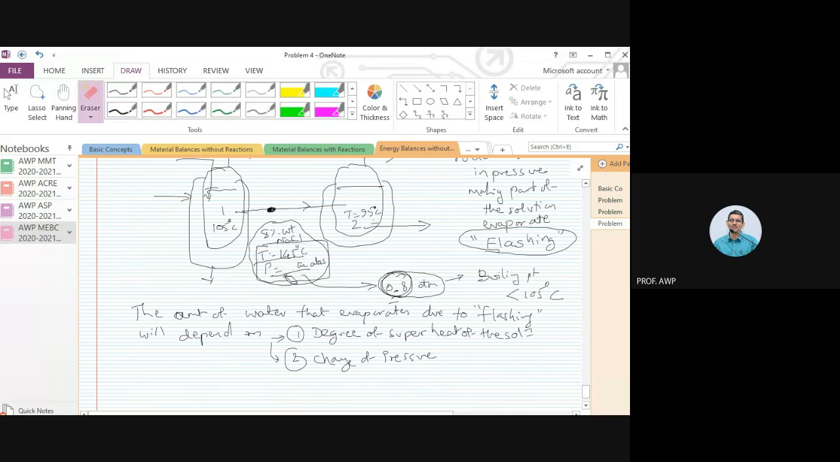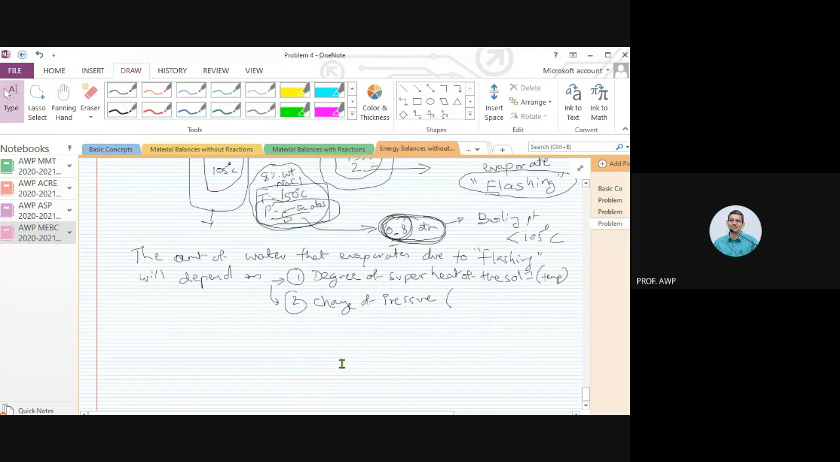If it was 5 and correspondingly the temperature was, let's say, 150 degrees centigrade, the amount of flashing will be much more. So the degree of superheat in the sense of temperature and change of pressure is from what pressure in evaporator 1 it is going to the pressure in evaporator number 2. Okay? And this can be calculated. The amount of vaporization can be calculated. Okay?